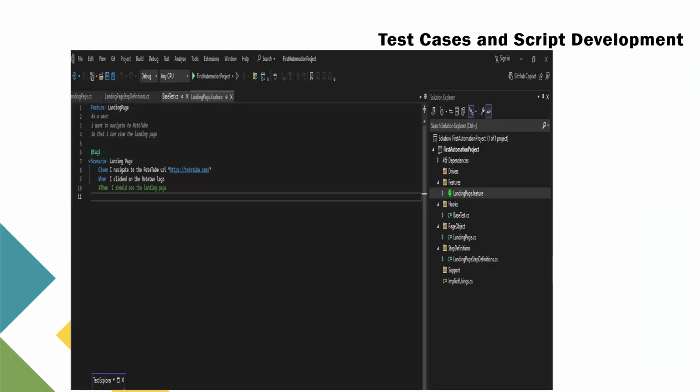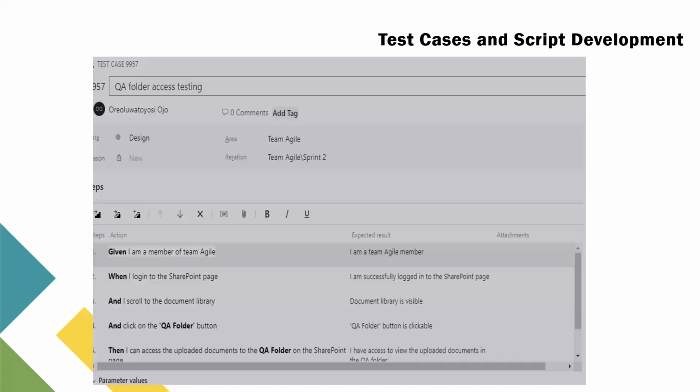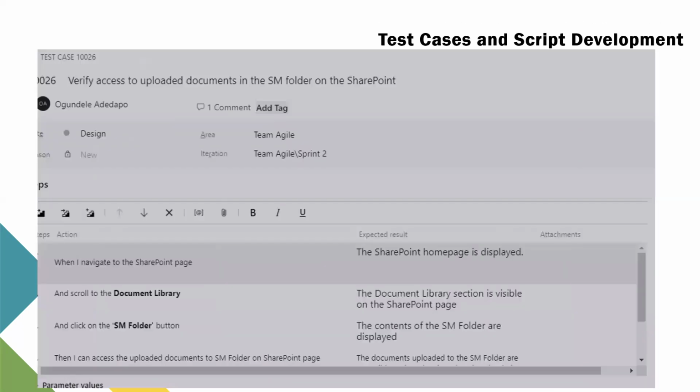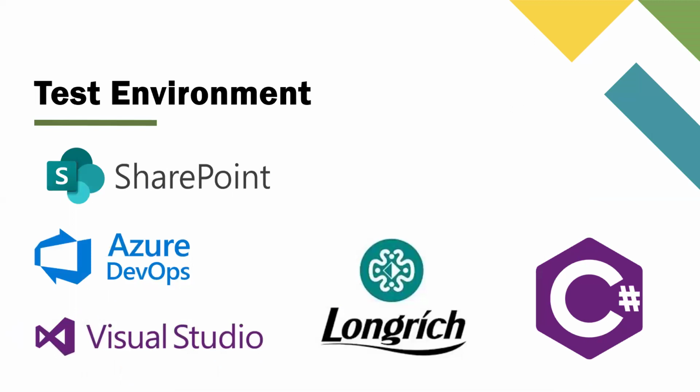This was the test script that was developed by one of the team members while we were working on the SharePoint page. It is more or less a self-development that was done during sprint 2. Next page. These are samples of the test cases that were written during this sprint. Next page. These are still test cases that were written by the team members. So this is the environment where we did our testing: SharePoint, Azure DevOps, Visual Studio, Microsoft Selenium, C#.